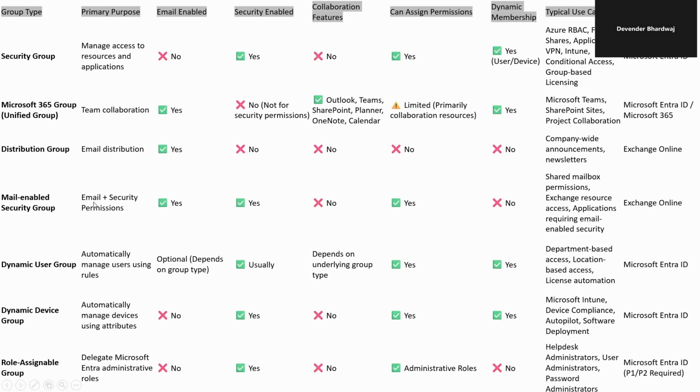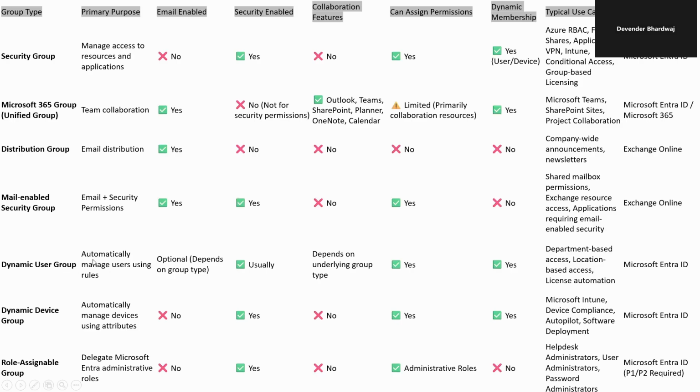Mail-enabled security groups: here it's a combination of email as well as security, so email plus security permissions. These are mail-enabled, as the name says. Security enabled, yes. Collaboration feature is not there. It can assign permission, yes. Dynamic membership is not there. Typically used with Exchange resource access and applications requiring mail-enabled security. We can create this type of group from Exchange Online.